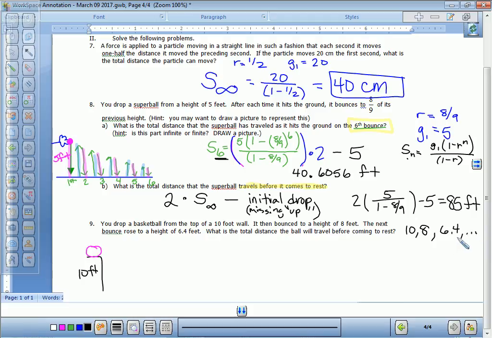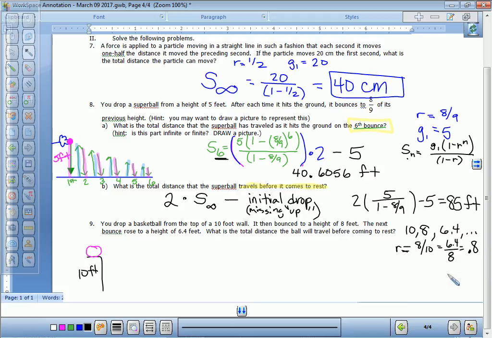So if that is our geometric sequence, we have to find the ratio. To find the ratio, you can take any term and divide it by the one before it. So I could take 8 and divide by 10, or 6.4 and divide by 8. No matter what I do, I get 0.8 as the ratio. I better get the same thing every time or it's not geometric.